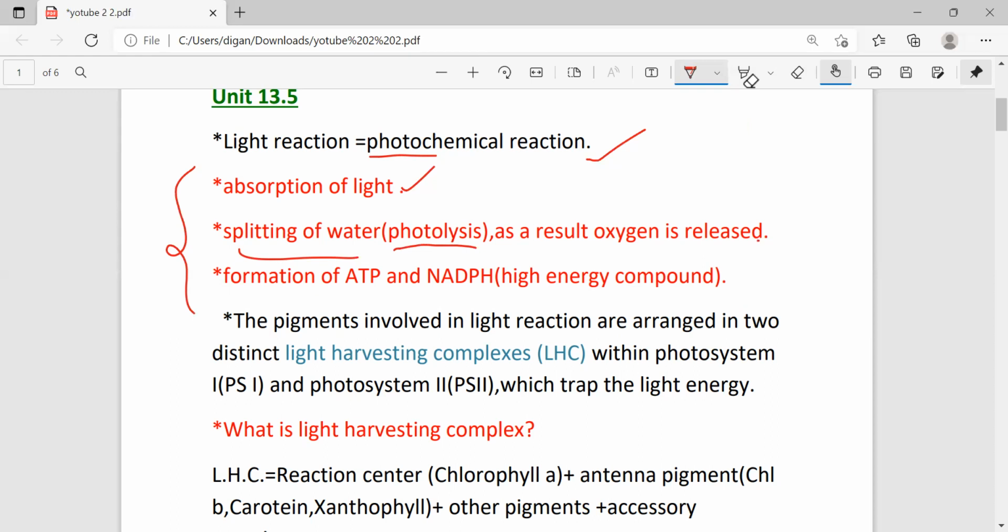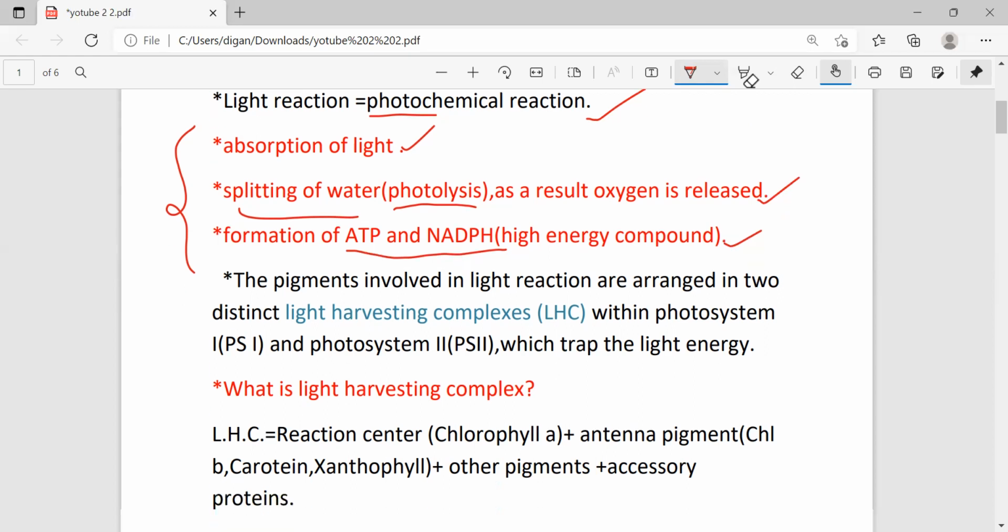Third point you have to remember, as a result of splitting of water, oxygen is released. And the fourth or last point you have to remember for light reaction, formation of ATP and NADPH takes place. So just these four points you have to remember: absorption of light, splitting of water, oxygen is released, and fourth point, formation of ATP and NADPH. Next, go for the next point.